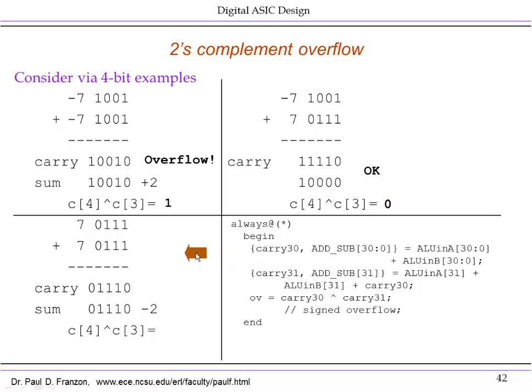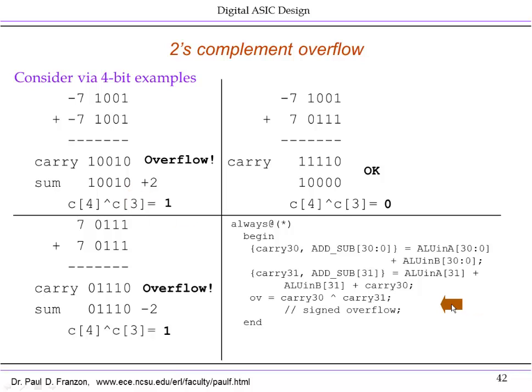Here's 7 plus 7. We'd expect this to overflow. Here are the carry bits. Here is the sum. It says -2, which is not what you expect. You expect 14. Again, if you look, carry 4 XOR carry 3 is equal to 1. All I'm illustrating here, I'm not proving it, I must admit, is that you can detect a signed overflow by XORing the carry out, which you might recall is how we detect an unsigned overflow, with the carry in into the most significant bit, carry 3 in this particular 4-bit example.